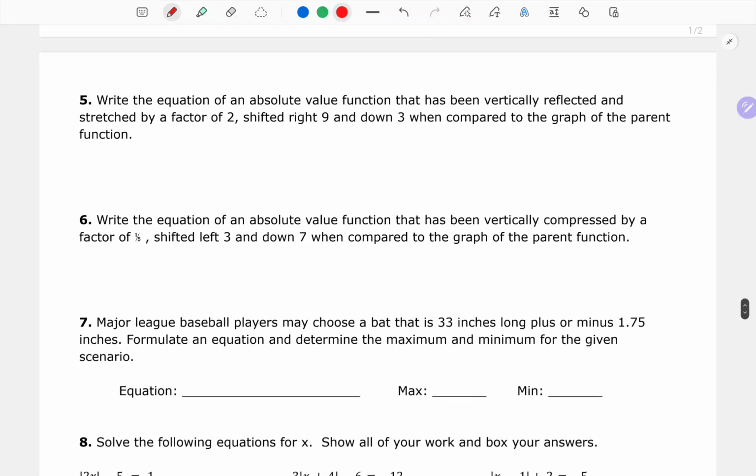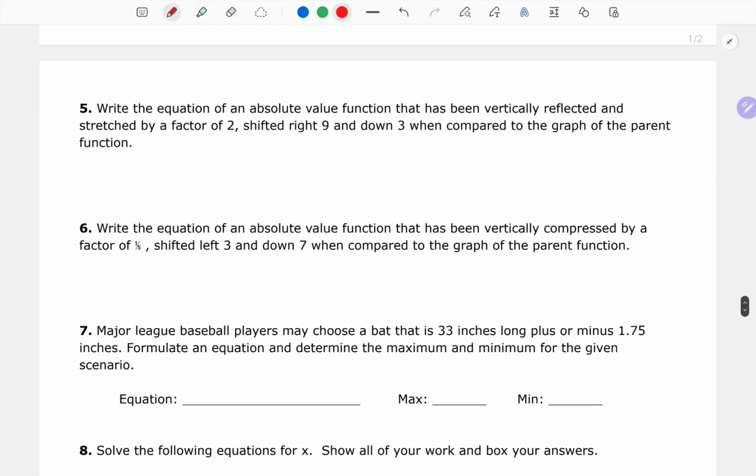All right, number 5, write the equation of an absolute value function that has been vertically reflected and stretched by a factor of 2. So remember the equation: y equals plus or minus a absolute value of x plus or minus c absolute value plus or minus d. Okay, so here I'm just going to label things. So it's been vertically reflected, that's a, and stretched by a factor of 2, that's also a. So I can say y equals, the reflected across the x-axis, or vertically reflected, is negative, and your a value is 2.